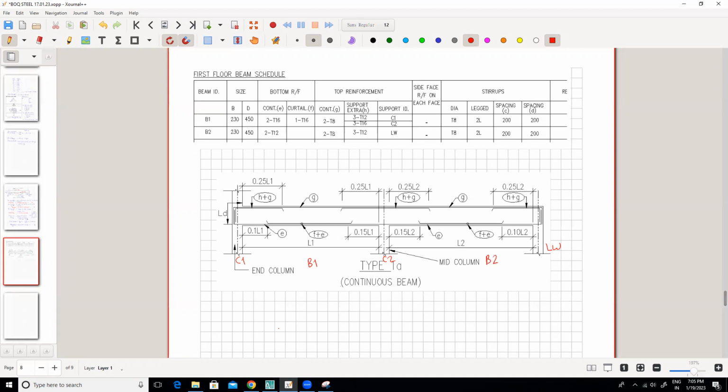Now we will write down the steel, which is here as per the schedule. So you know that G bar is top continuous. So top reinforcement continuous, which is 2T8. Okay. Then H plus G. G is already there. H is nothing but your extra support, extra over supports on the top side. So this H is, now it is mentioned here on column C1, 3T12.